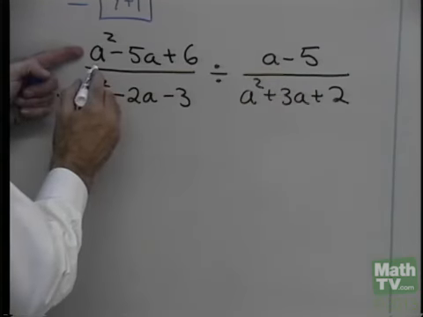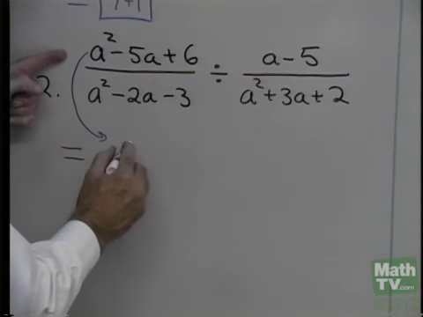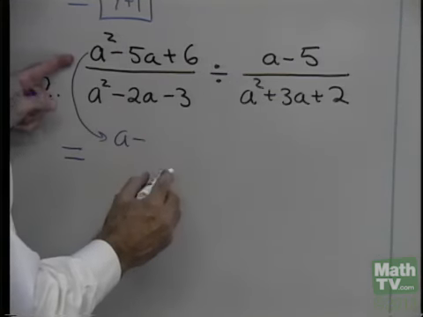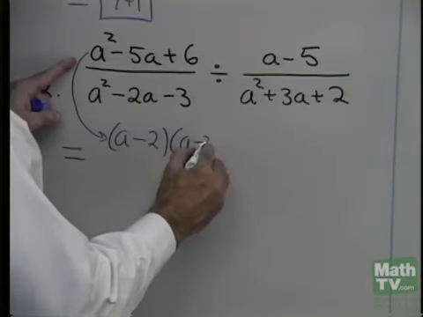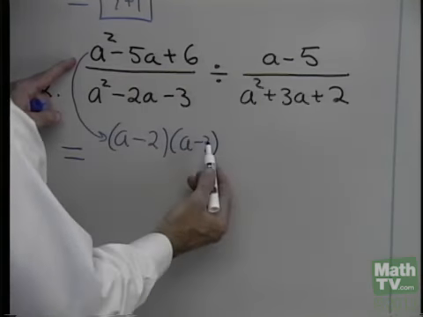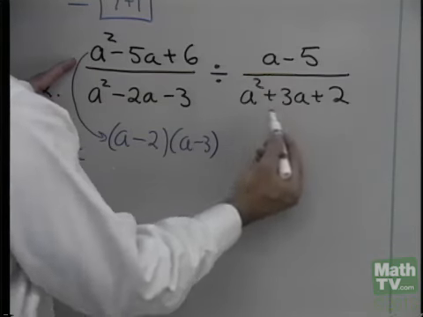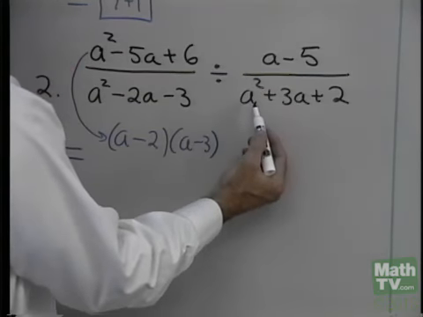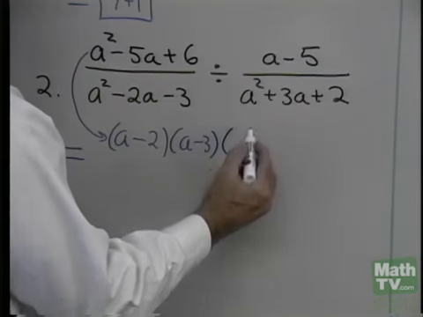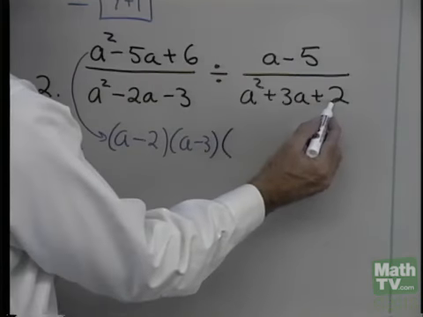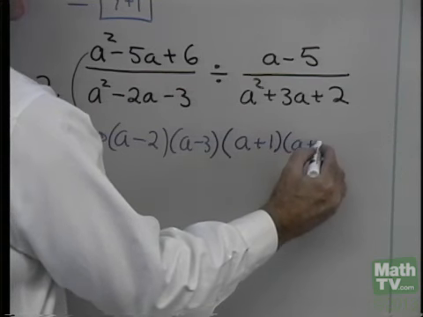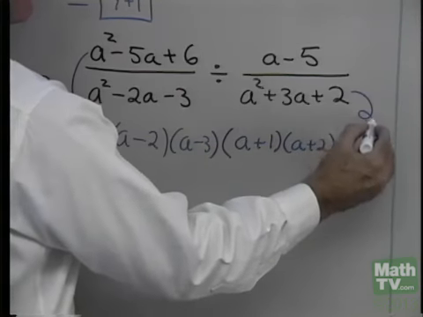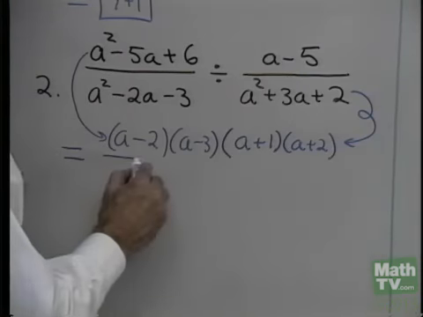So first I'll factor a squared minus 5a plus 6. That will factor into (a minus 2) times (a minus 3). Now I'm going to multiply that times the numerator of what I get when this is turned into its reciprocal, which will be this, a squared plus 3a plus 2. So that will be (a plus 1) times (a plus 2). So that ends up in the numerator.